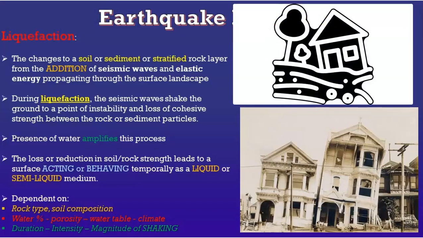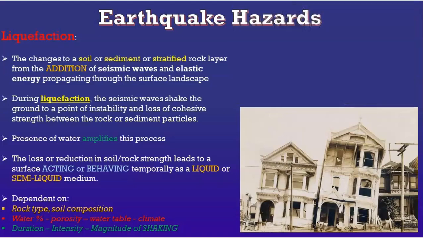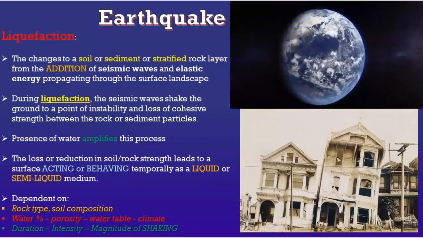And this is usually where whatever's on top of the surface, be it a road, a car, or a building, would slowly sink into this now liquid or semi-liquid material because of the effect of the seismic waves and the water, making this rock become more liquid or behave more like a liquid.